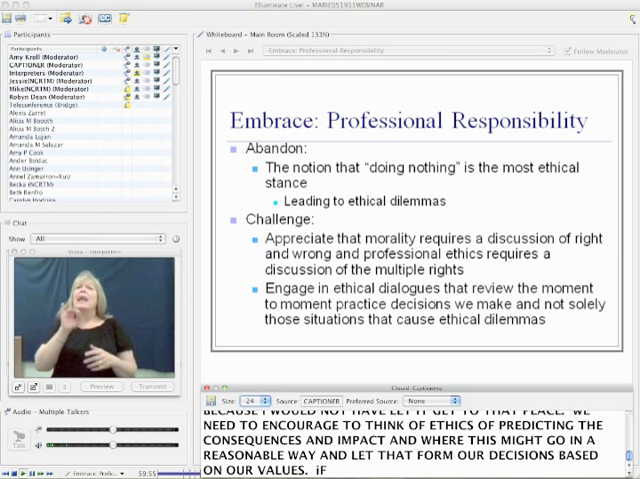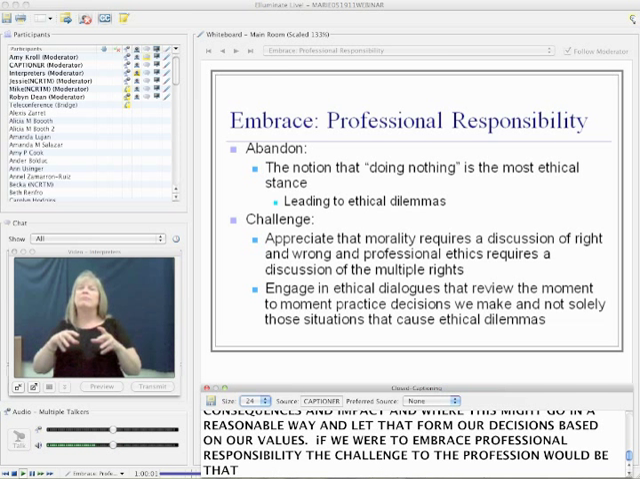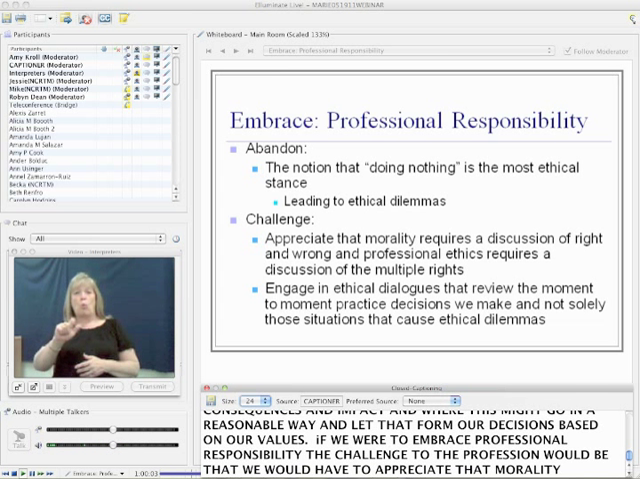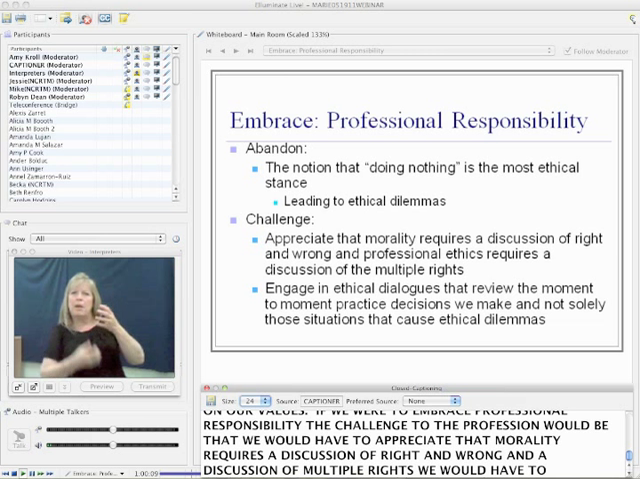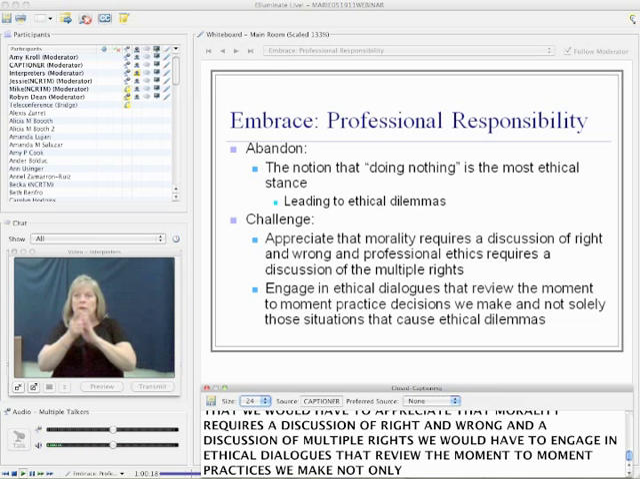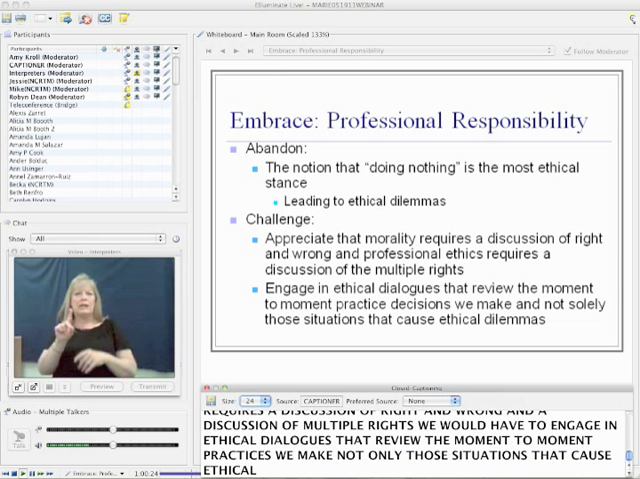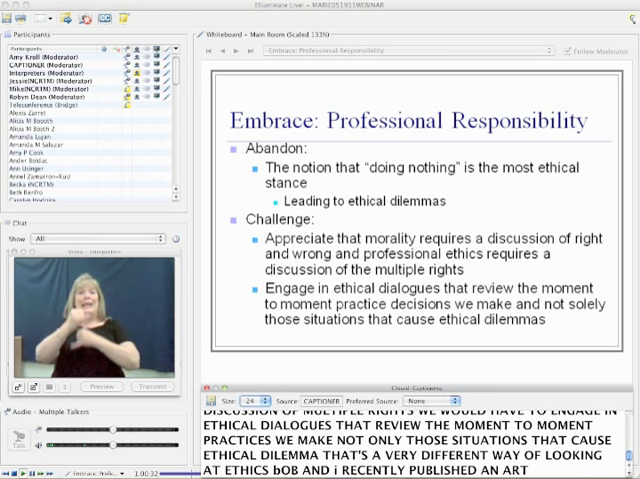If we were to embrace professional responsibility, the challenge to the profession would be that we would have to appreciate that morality requires a discussion of right and wrong, and professional ethics requires a discussion of multiple rights. We would have to engage in ethical dialogues that review the moment-to-moment practice decisions we make, not only those situations that cause ethical dilemmas. That's a very different way of looking at ethics. As a matter of fact, Bob and I recently had published an article in a special edition of an international journal on sign language interpreting, and the special edition was on ethics in the classroom.